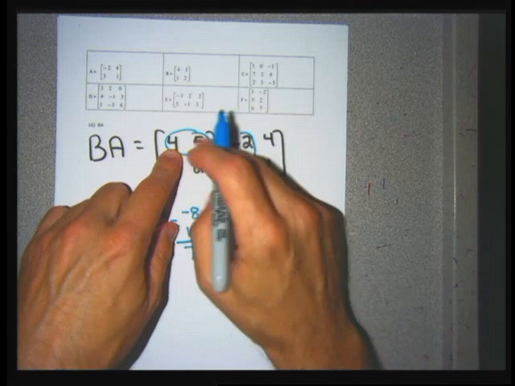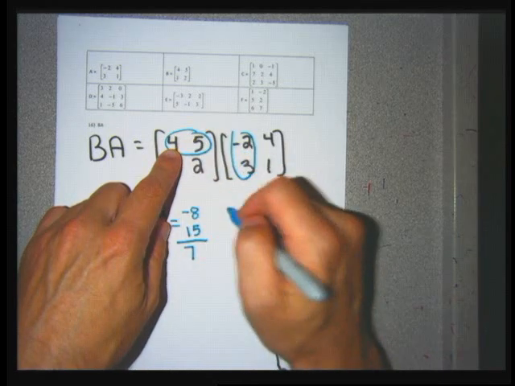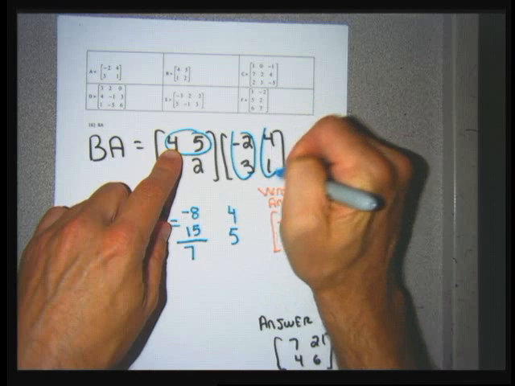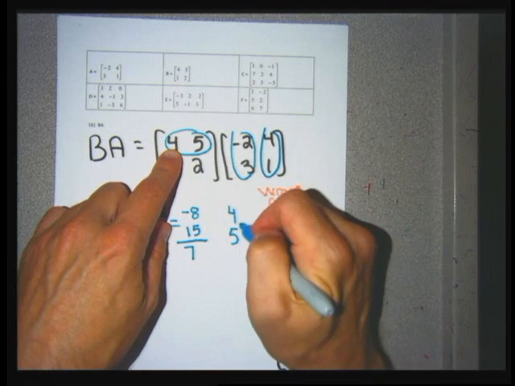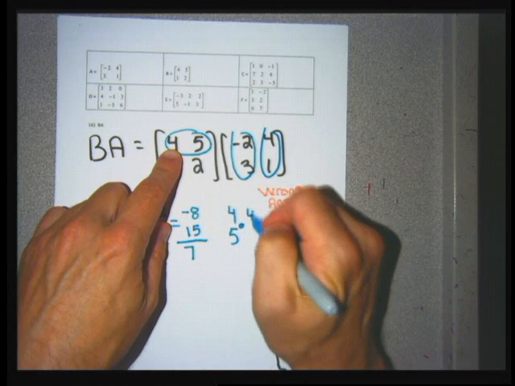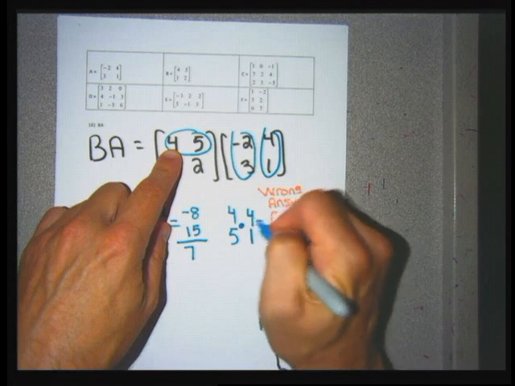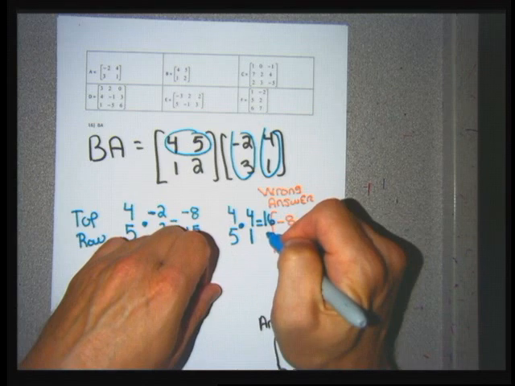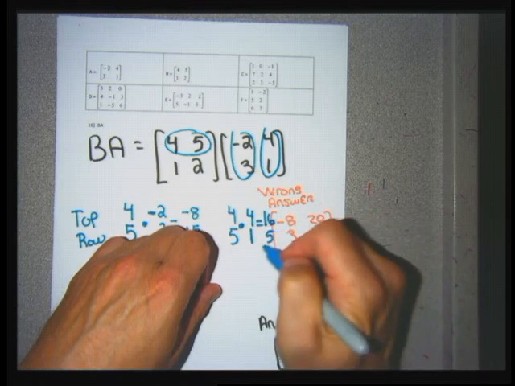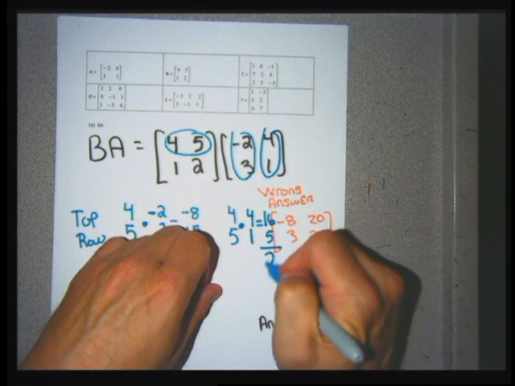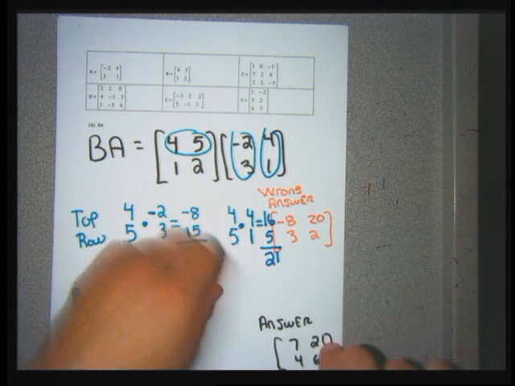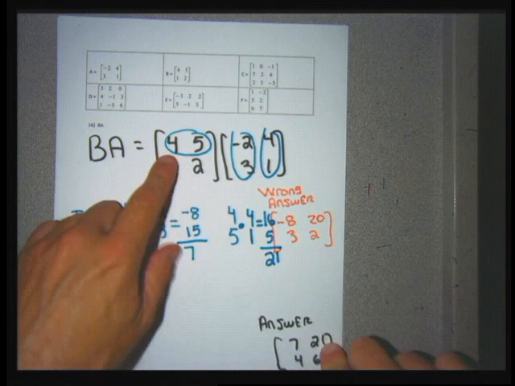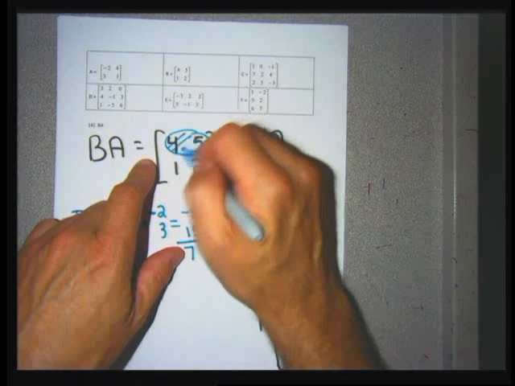Next, I'm going to take the 4, 5, write it again as a column, but this time write it next to the 4, 1 column. Put a little times sign, write the 4, 1 column. I'm going to multiply 4 times 4 and get 16. Multiply 5 times 1 and get 5. Add those two numbers together. 16 plus 5 is 21. There's the 21 that my answer came up with. I'm done with the top row of the B matrix.